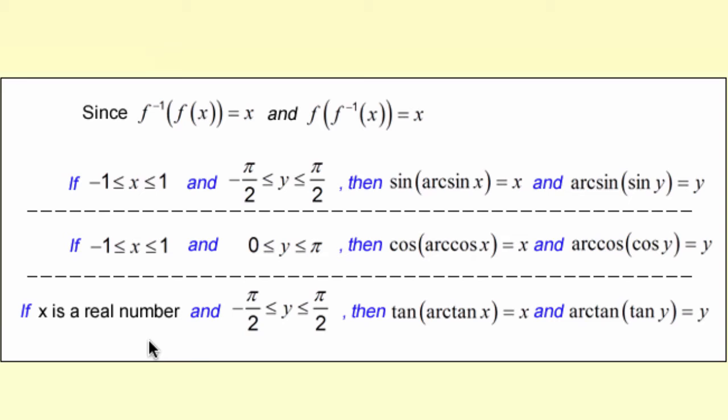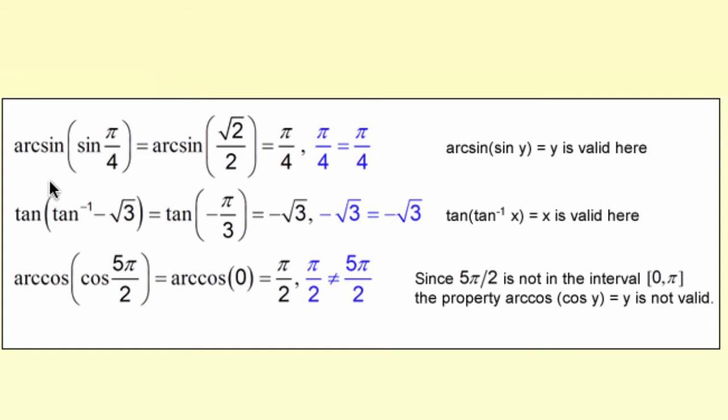And then for tangent, if x is a real number and y is between -π/2 and π/2, then tangent of arc tangent of x equals x and arc tangent of tangent y equals y. So you really need to be careful about the domain and range, and these connect to the inverse functions that you studied in the last lesson. So here are some examples.